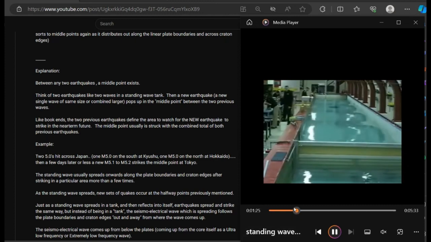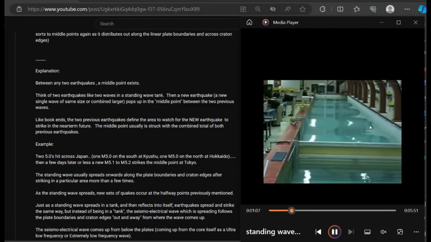Example. Two 5.0s hit across Japan. One M5.0 on the south at Kyushu, one M5.0 on the north at Hokkaido. Then a few days later or less a new M5.1 to M5.2 strikes the middle point at Tokyo.